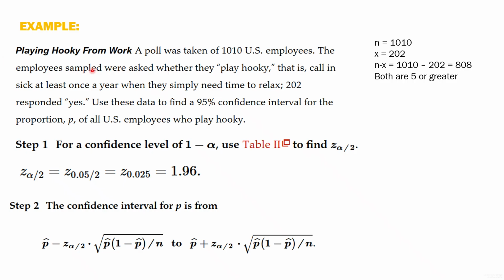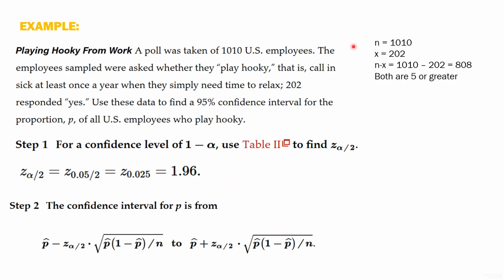The employees sampled were asked whether they play hooky, that is, call in sick at least once a year when they simply need time to relax. 202 responded yes. Okay, let's stop right there. We should write down 202. But what does this indicate? It is the number of people who have the specified attribute, or the number of successes. So we're going to write X equals 202. Use these data to find a 95% confidence interval for the proportion P of all US employees who play hooky.